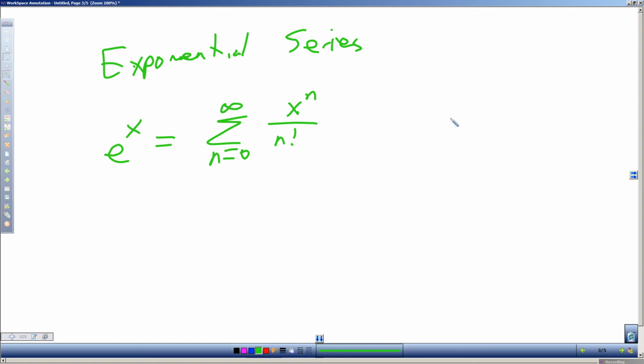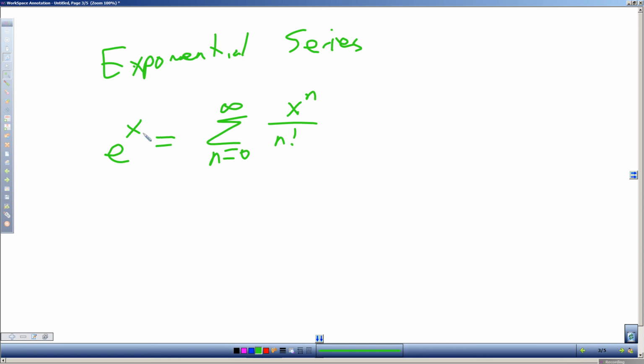Which would be bigger, the numerator or the denominator? What do you think? Remember, this does converge. So does that mean it's infinite or not?